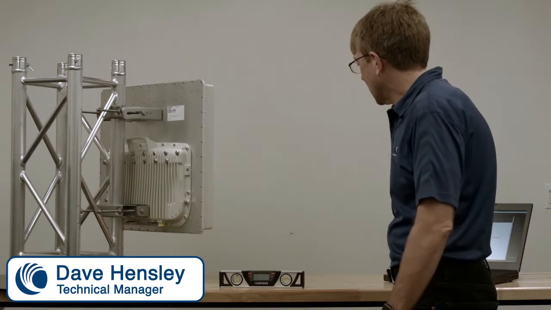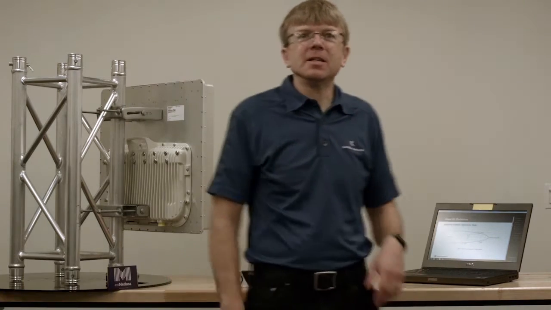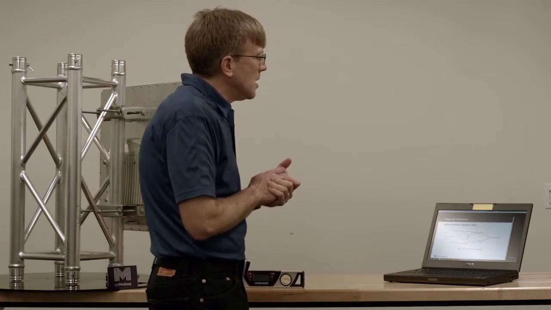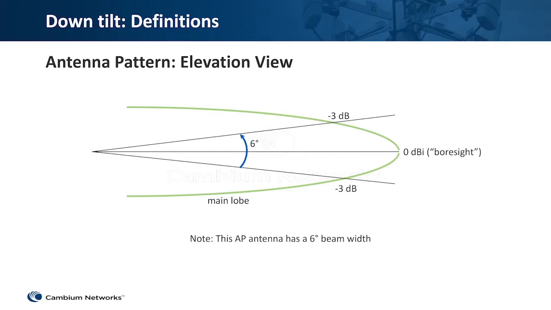Down tilt is very important because it allows you to place your best coverage in a certain area. Before we talk about down tilt, we've got a bunch of definitions. We need to understand what our antenna pattern looks like. And so here's a typical elevation view of an antenna.